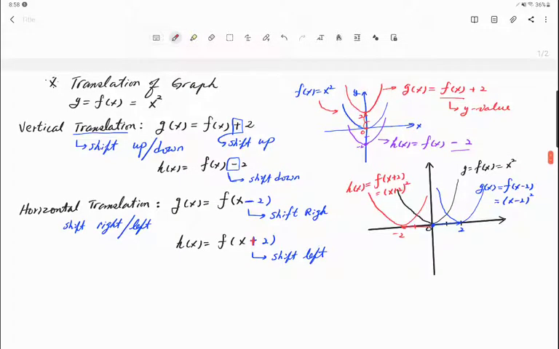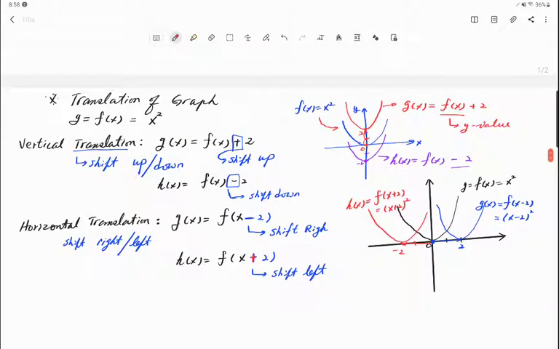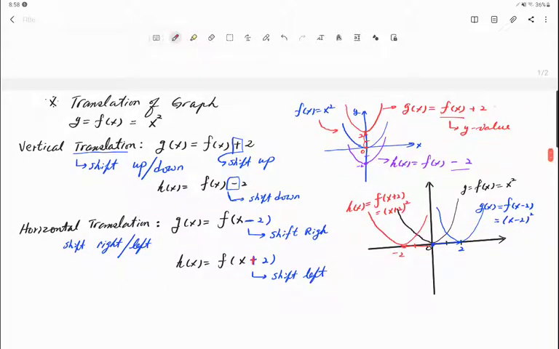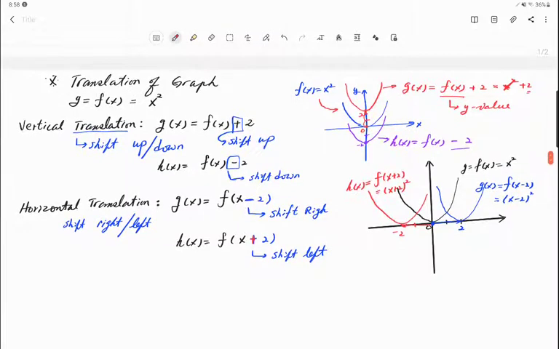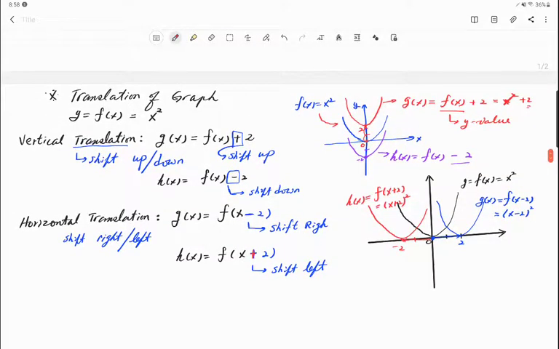So when you shift up and down, we add. Shift up, then just add it to the y value. So this will be x squared plus 2. Add 2 to the y value, which is x squared. And then if you shift down, then subtract, right? So x squared minus 2. So what we do is subtract from what? The original y value. Then that is the graph of shift up and down, vertical translation.